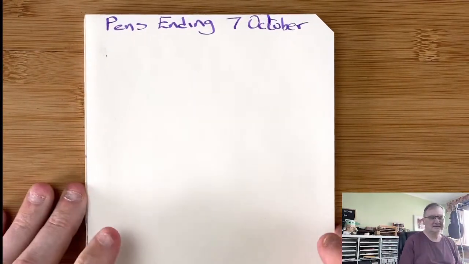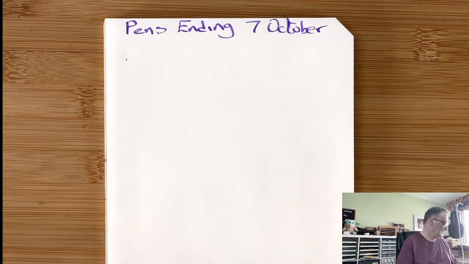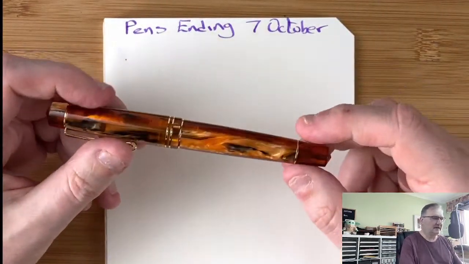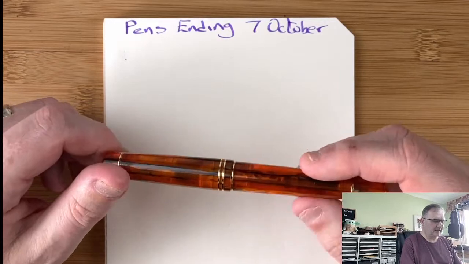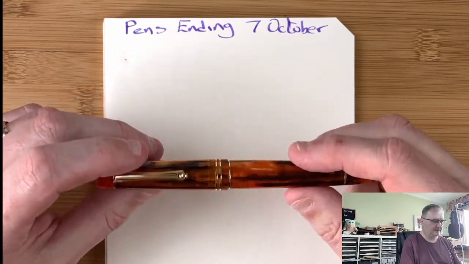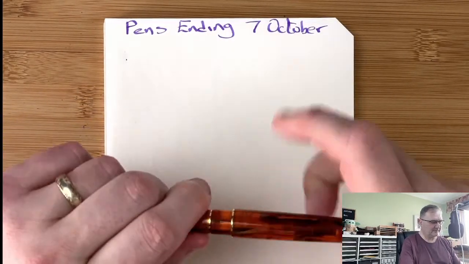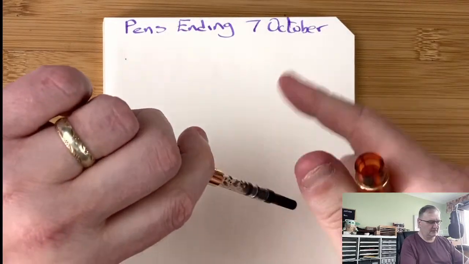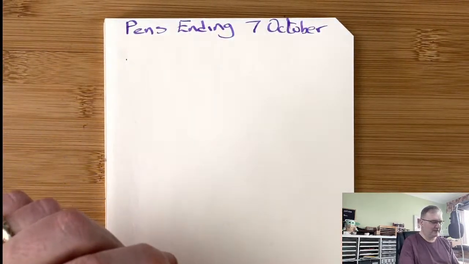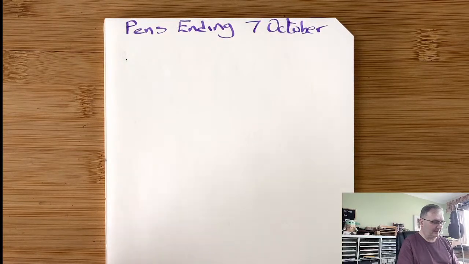So what were the pens that I was using this week? I started off on Sunday with the Moonman Mahjong M800. This was the amber version. It's out of ink now. It ran out on Sunday. You can see I haven't cleaned it yet. I will see if it will write. I don't think it will.